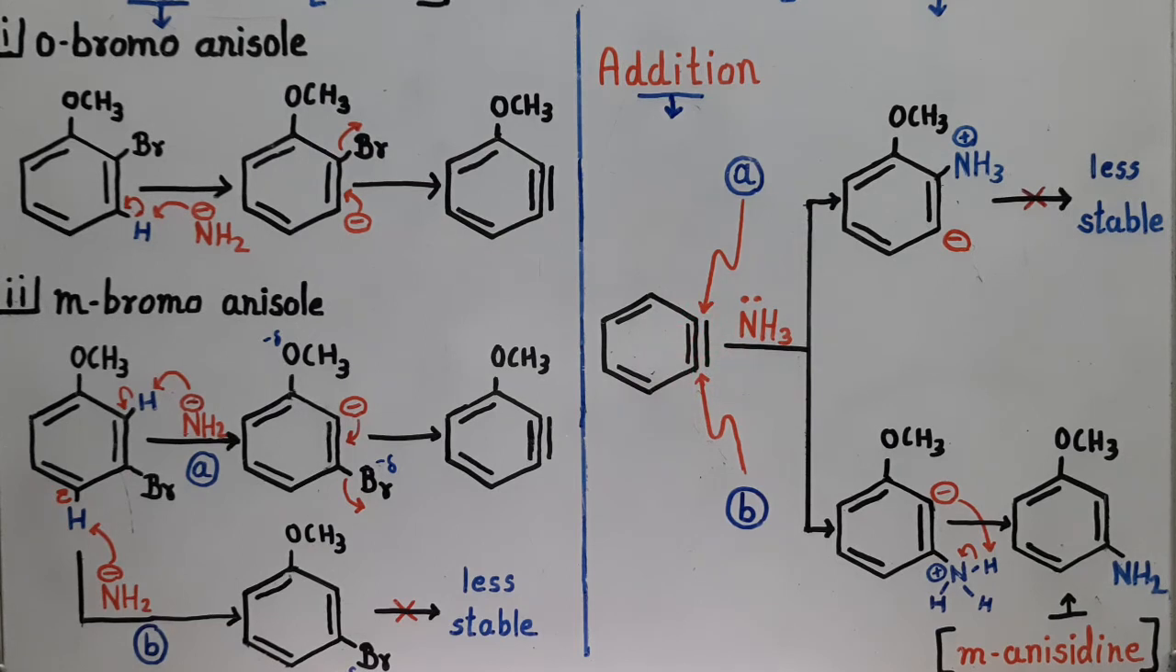In path A, the carbanion will be stabilized by the -I effect of NH3 only, while in path B, it is highly stabilized by -I effect of both amino and methoxy groups. So the addition reaction will take place via path B and the single product will be obtained, that is meta-anisidine. Hence proved, orthobromo and metabromoanisole will give the same product using sodamide and liquid ammonia.